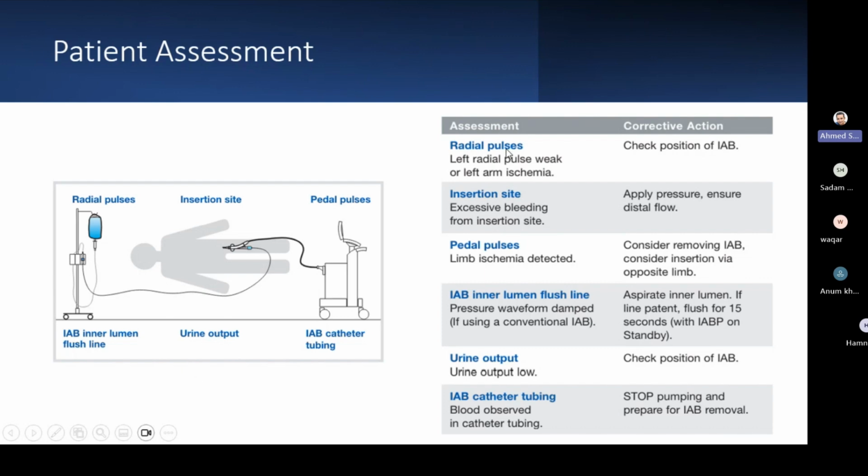So you will assess the radial pulse, the insertion site. You have to assess this in order to check for any hematoma or bleeding.